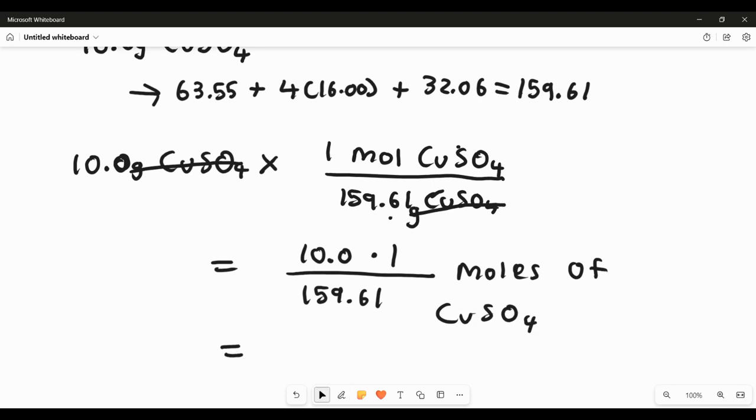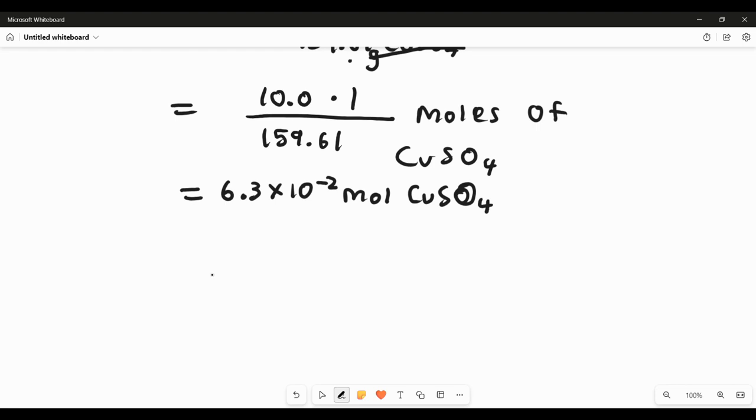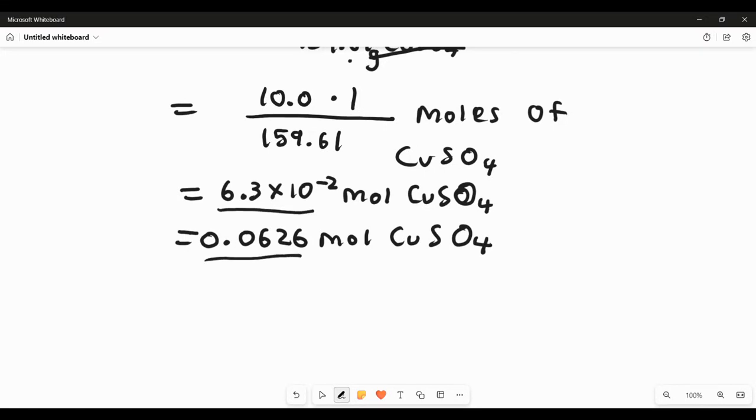which equals 6.3 times 10 to the negative 2 moles of CuSO4, and that is in scientific notation, but if you want it in the exact decimal form, that would be 0.0626 moles of CuSO4. Notice again, I just rounded this loosely, but later in the upcoming lessons, we'll start talking about significant figures.